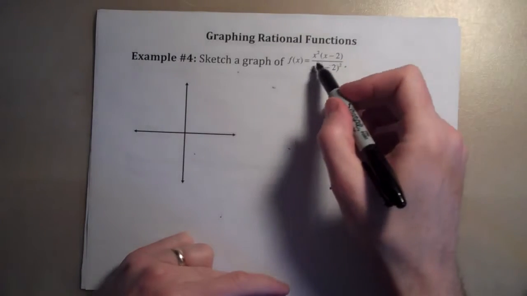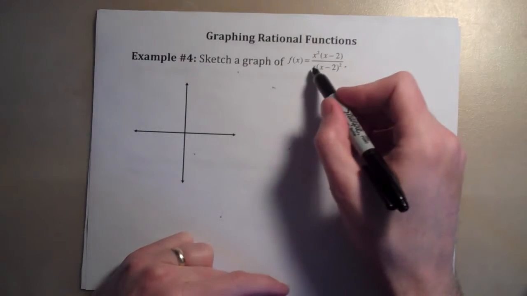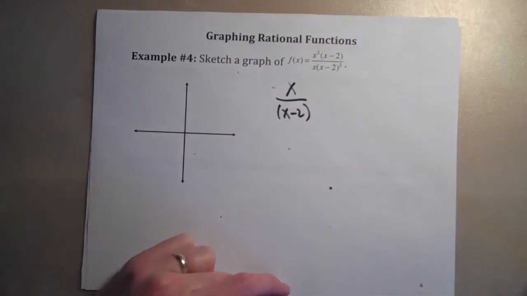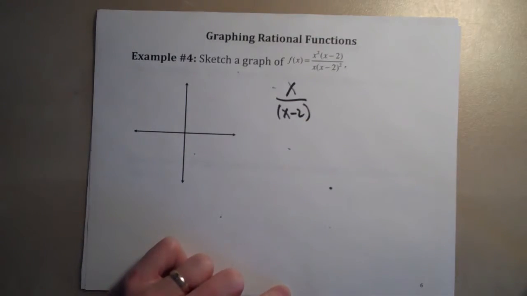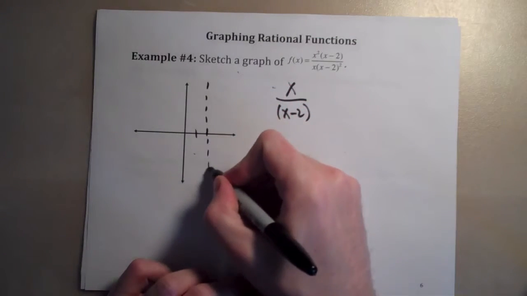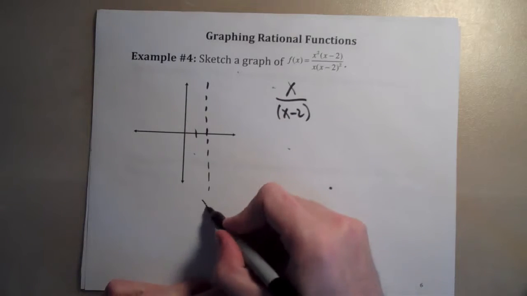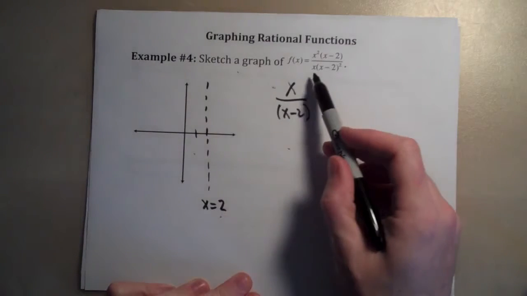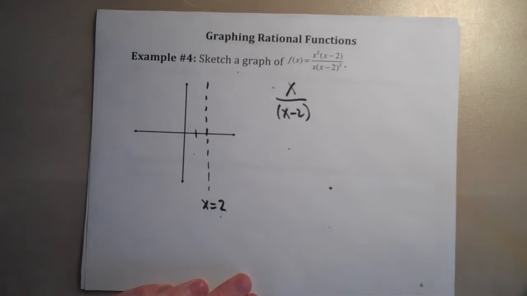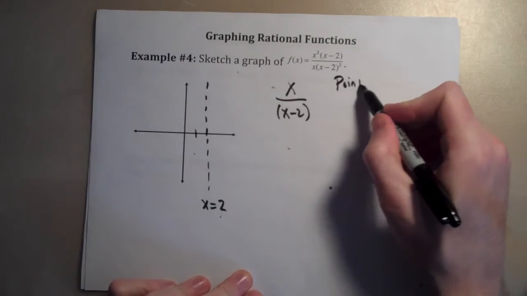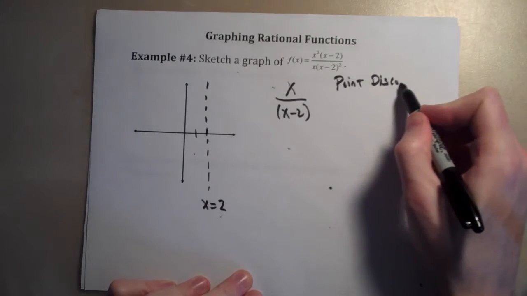First thing I would notice here is that this can simplify. This x cancels. You're going to get x over x minus 2. So there is going to be an asymptote vertically at x equals 2. And you might say, well, what about this little baby x here? That one is canceled away, and this is called a point discontinuity.